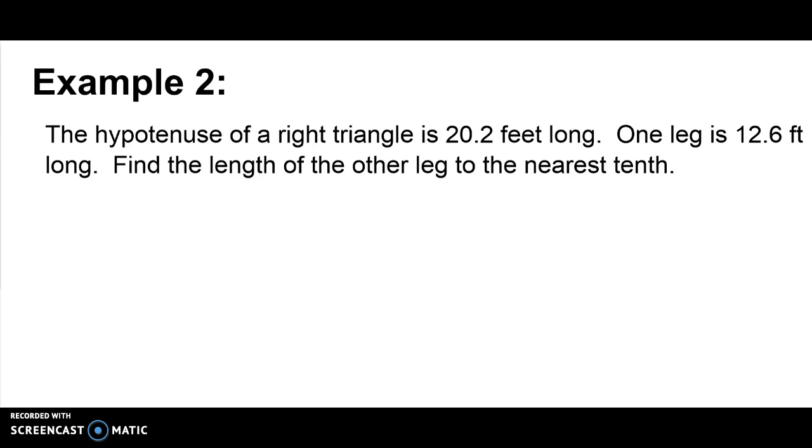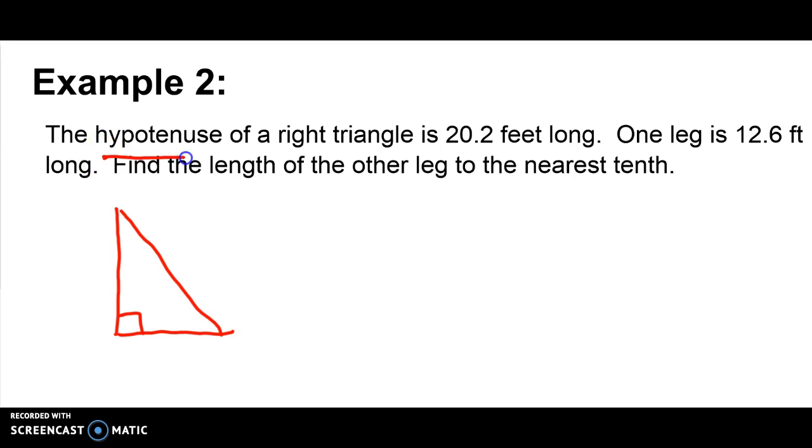Let's look at example 2. It says the hypotenuse of a right triangle is 20.2 feet long. One leg is 12.6 feet long. Find the length of the other leg to the nearest tenth. So in this case, they don't even give me the triangle. I have to draw it. So it says a right triangle, so I'm going to draw a right triangle. Remember, I didn't go to school to be an artist, so it doesn't have to be perfect. It just has to be labeled perfectly.